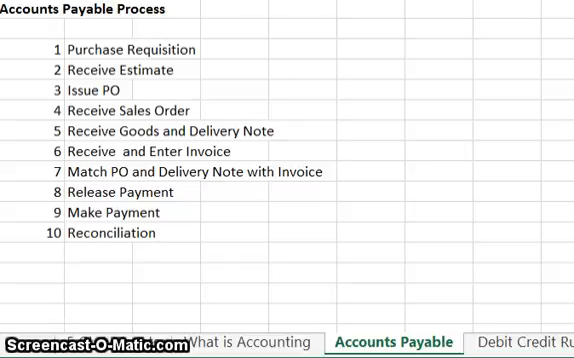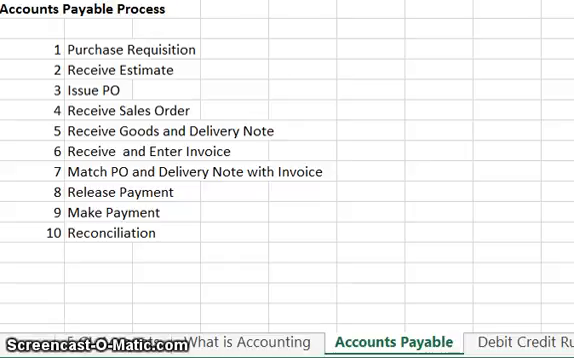Now, after the company issues the purchase order, then many times the vendor will send across a sales order to the company to confirm what the company is requesting in the purchase order. The vendor will then send the goods or services to the company, and they will attach a delivery note with those goods or services.